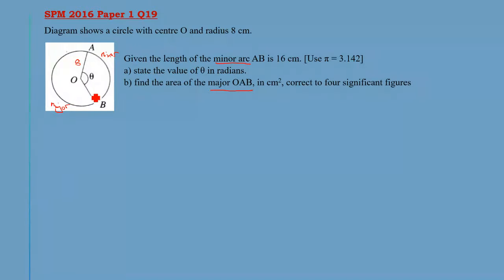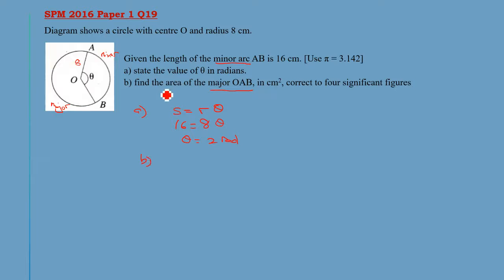Bigger region, bigger angle it will take. The length for the minor arc is 16, and they have given you, use pi 3.142. State the value of theta in radians. Since you are given the length, to answer part A we use the formula for length. The length for the minor is 16, your radius is 8, and we want to find theta. So theta is 2 radian. That's very simple, very straightforward. You get 2 marks here.